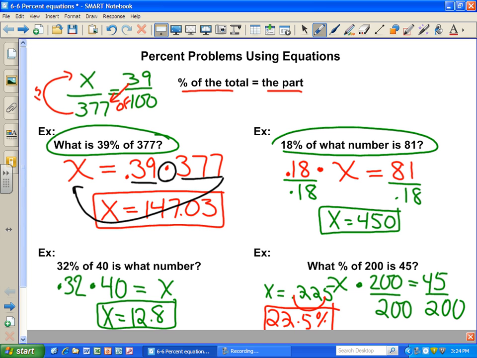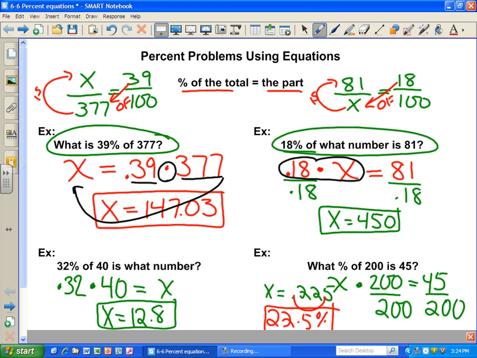So if we're looking at this example, write it as a proportion, 18% over 100. 18% of what number is 81? So now we have the x on the bottom here. So then we want to just say 18% of what number is 81. So if we look at our equation, 18% of what number is 81. So we can also use proportions to help us set up our equations as well.